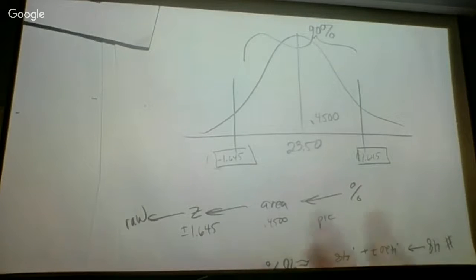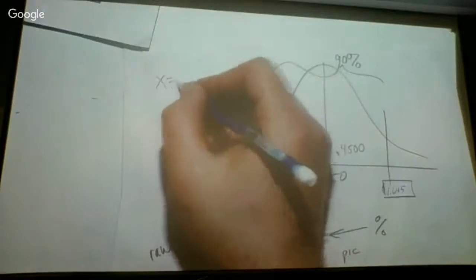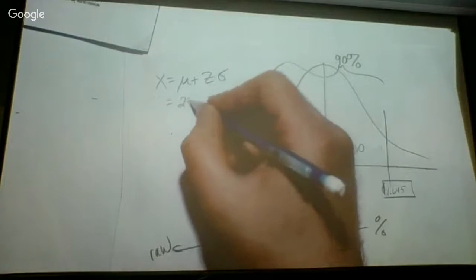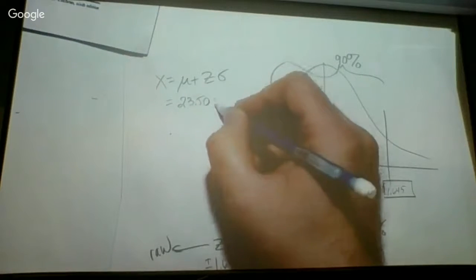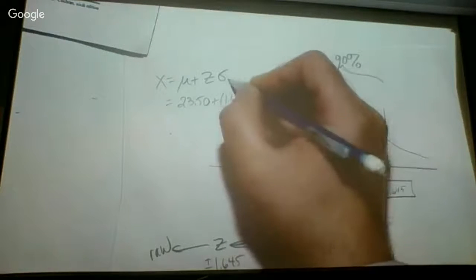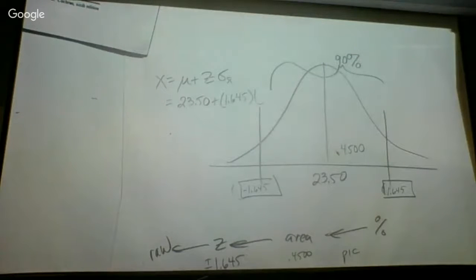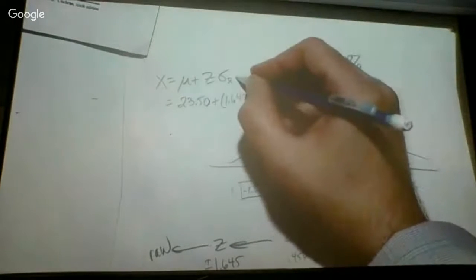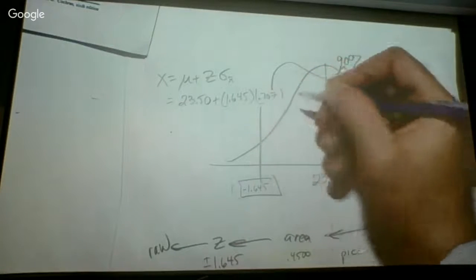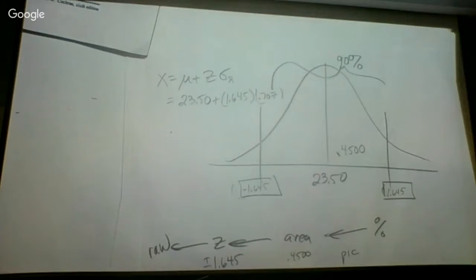And the last thing I've got to do is say my raw score equals mu plus z sigma, where mu is $23.50. Z is 1.645, and that's the standard error, by the way. The standard error in this case is 0.707. That's really far more precision than we actually need because it's multiple choice with sufficient distance between the options.